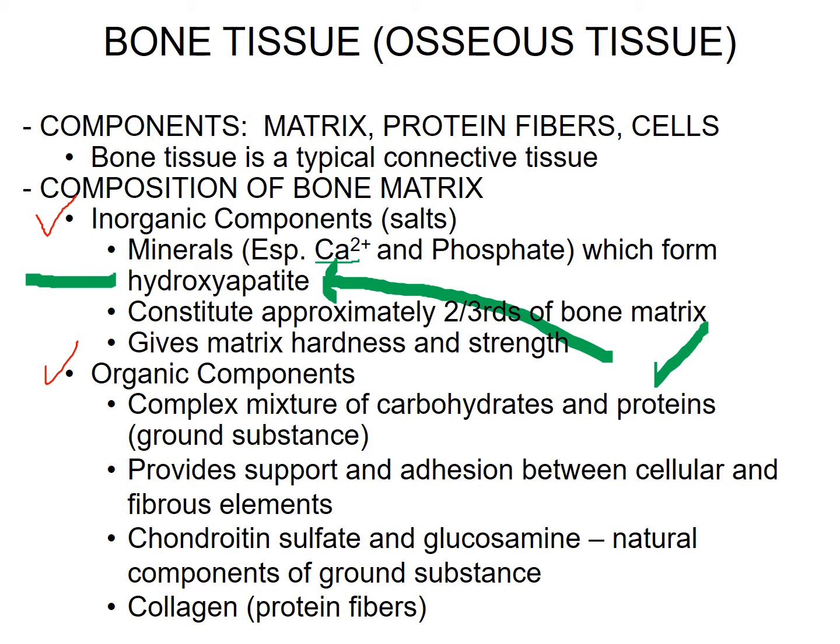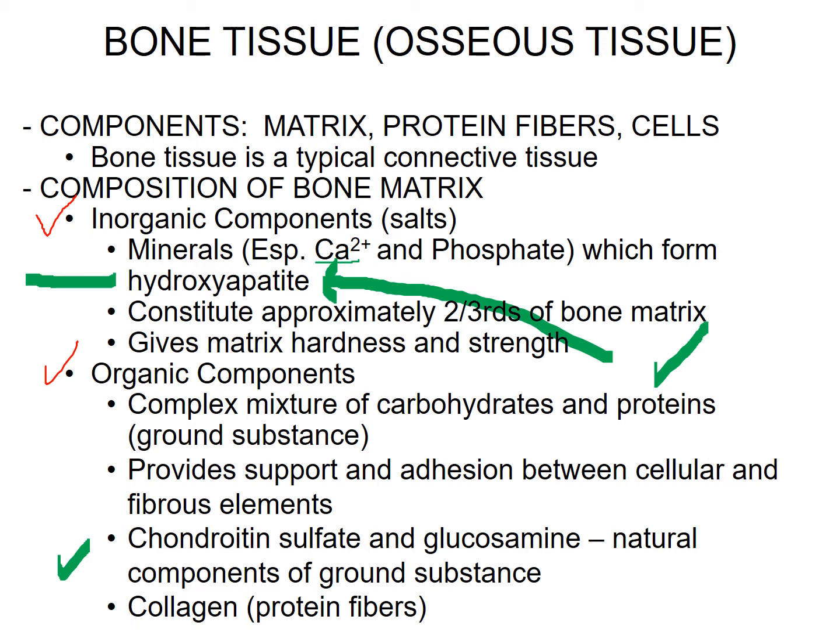And we're also going to have some other cool things floating around in the extracellular matrix. That's called chondroitin and glucosamine. Maybe you've heard of that with folks who are suffering from arthritis and joint pain, that kind of thing. They're just parts of the substance, the matrix in your bone that helps make it really, really strong.